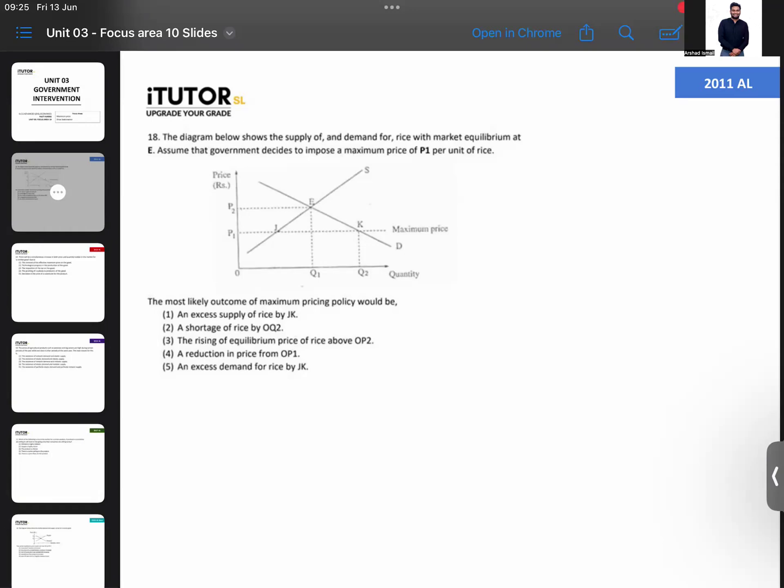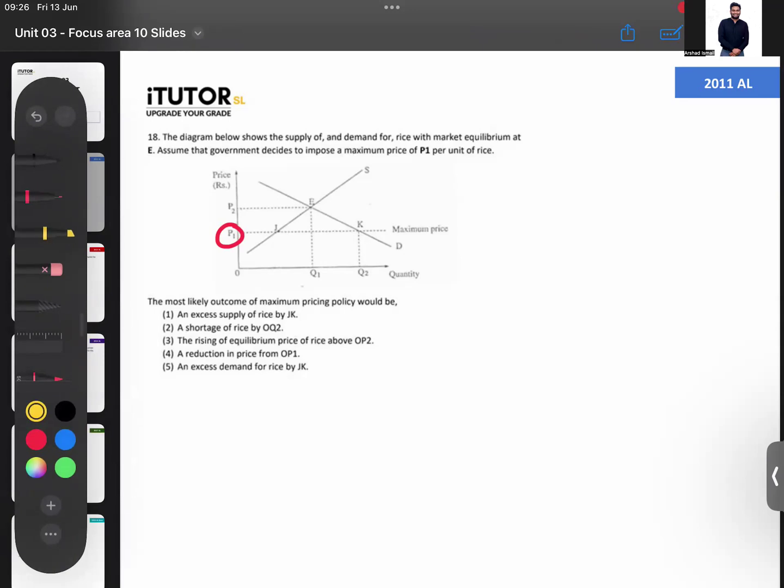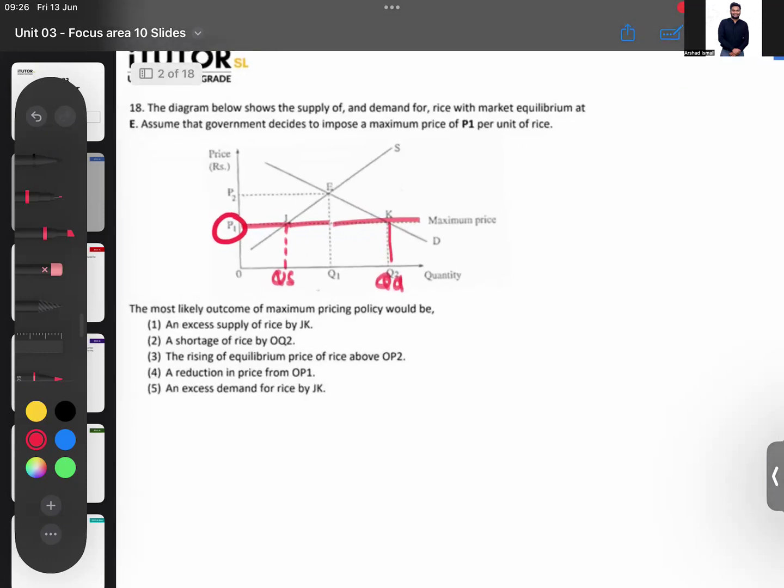Right. So when you have a maximum price in place, if you look at this question also, that is set at, let's say, the price P1, what will happen? You will have the quantity supplied at this level. This will be the QS at the price of P1. This will be your QD. So there will be an excess demand for the good in this part over here.